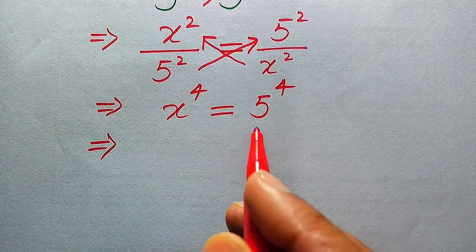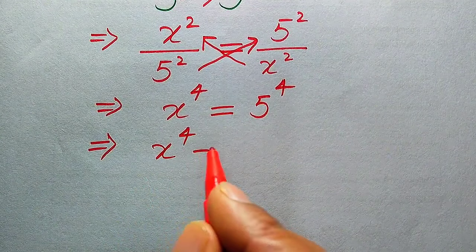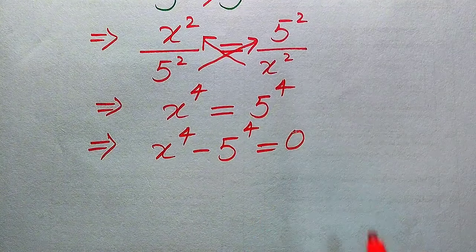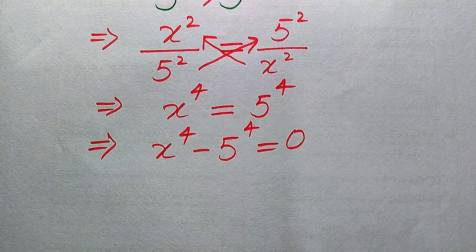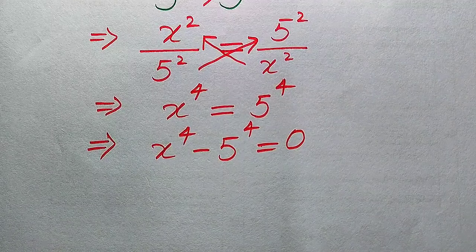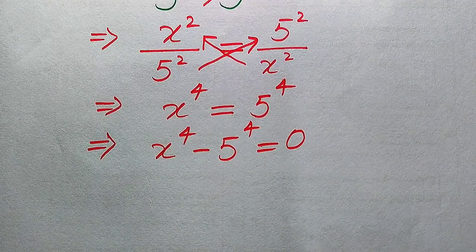Here we need to move this 5 to the power of 4 to the left hand side, and it will be written as x to the power of 4 minus 5 to the power of 4, and this whole equation is equal to 0. So this equation becomes a fourth order equation. It means that this equation has 4 roots. So now we need to find all those 4 roots of this equation.